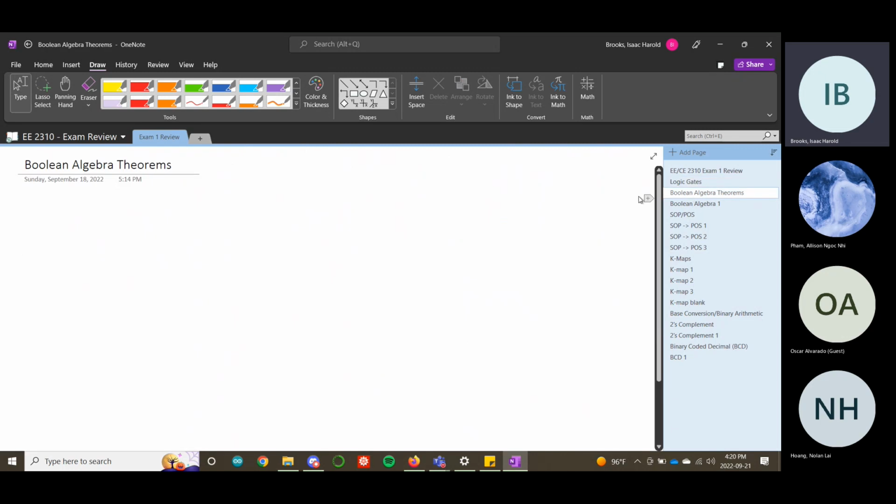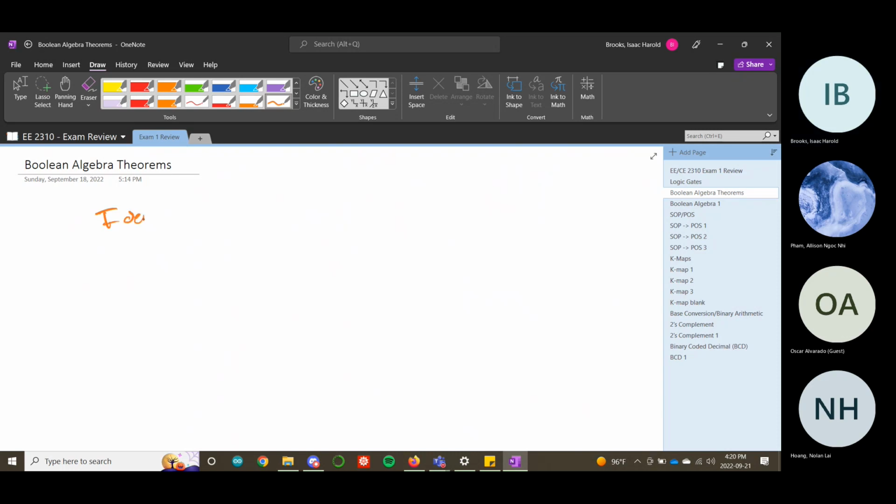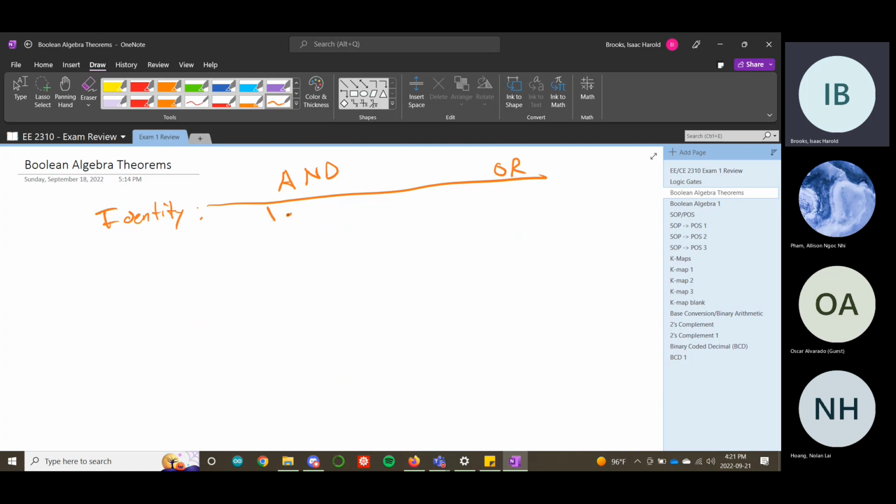So next, Boolean algebra theorems. You're probably going to be given an equation and asked to simplify this down to SOP or POS in the simplest form. So some of the most important principles: identity. There's an AND version and an OR version for all of these. For AND, identity means 1 and A equals A. And for OR, it means 0 or A equals A. That one is pretty intuitive, I think.